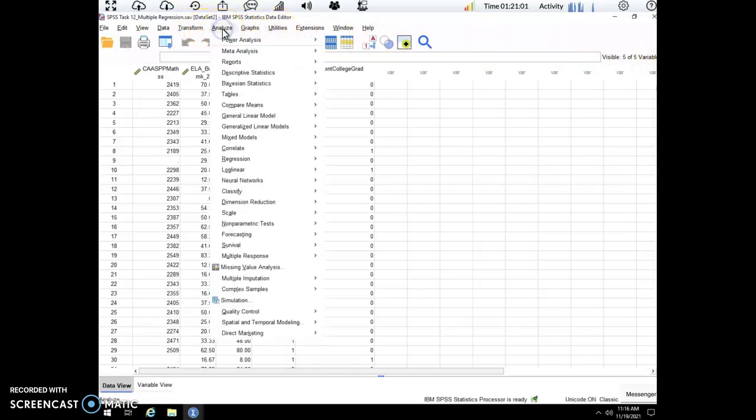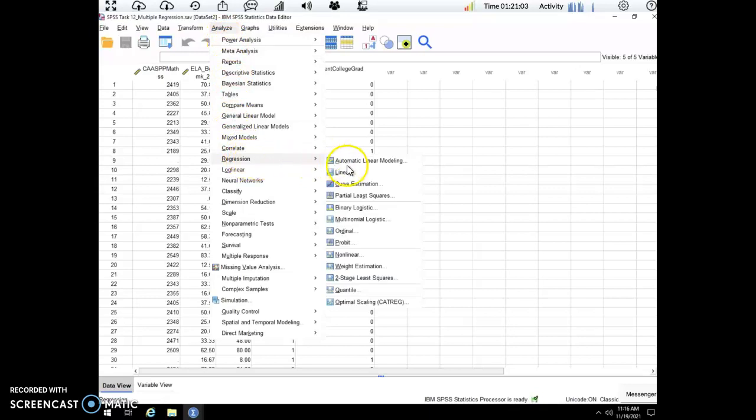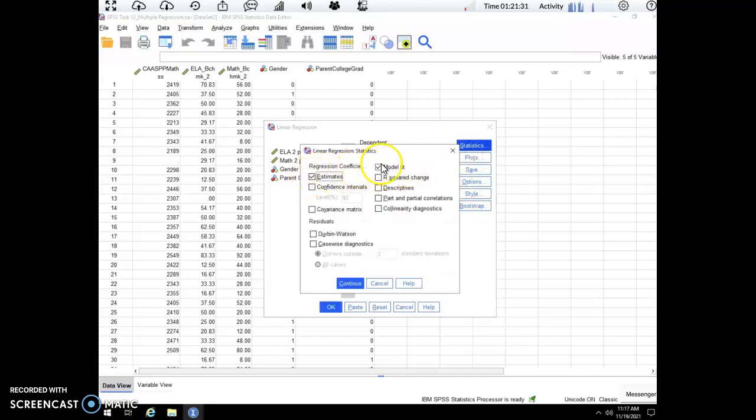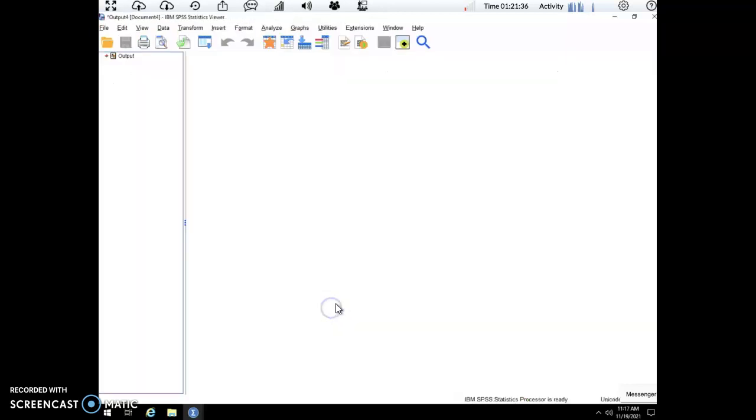What we can do is run the linear regression, multiple linear regression, to get that. So I'm going to reset this, but the dependent variable is the state math test. So that's going to be in this box. Next, we're going to insert our independent variables, which is the ELA benchmark, the math benchmark, and parent college graduation. We're going to make sure we have estimates, model fit, and descriptives all checked. And then we're going to run the analysis.